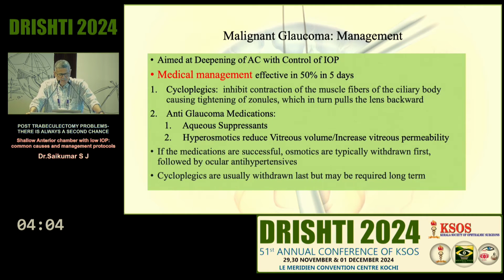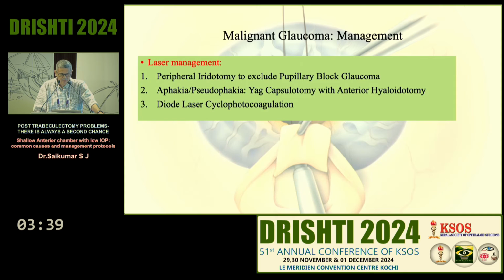One is a cycloplegia, which causes tightening of the zonules. The lens turns a bit backward. The aqueous suppressants and hyperosmotics are more important in these situations. Mild ones may help resolve with these medications. Cycloplegics are extremely important because that prevents the anterior rotation of the ciliary body and helps in treating the aqueous misdirection. So initially you probably do a peripheral iridotomy and check whether the PI is patent to exclude a pupillary block.